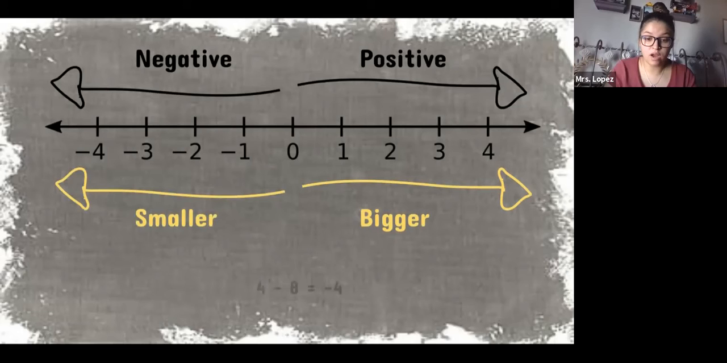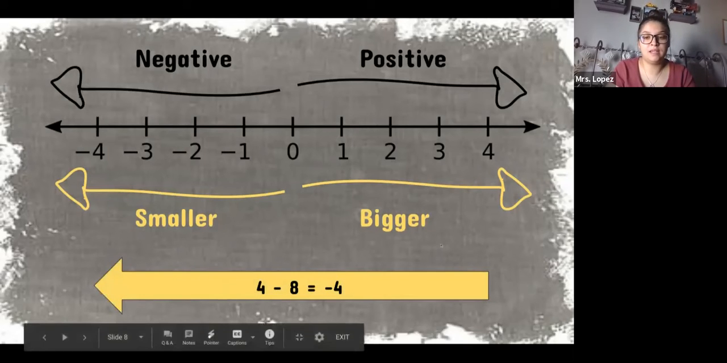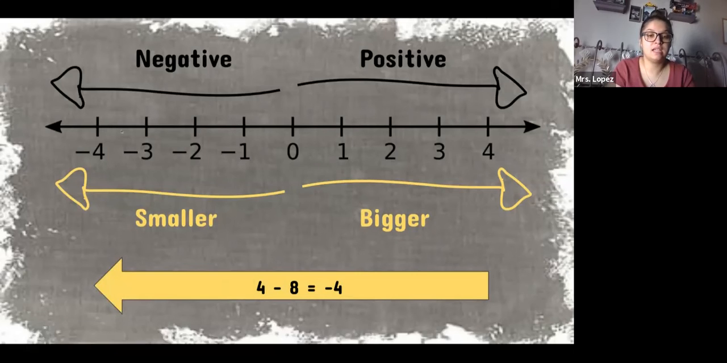So what if I had an equation of 4 minus 8? Well, we know that 4 minus 8 equals -4. How can I represent that on my number line? I'm going to use an arrow, and my arrow is going to start from 4, and it's going to end at -4. So that's my 8 spaces, 1, 2, 3, 4, 5, 6, 7, 8, and I ended at -4, but I started at +4.